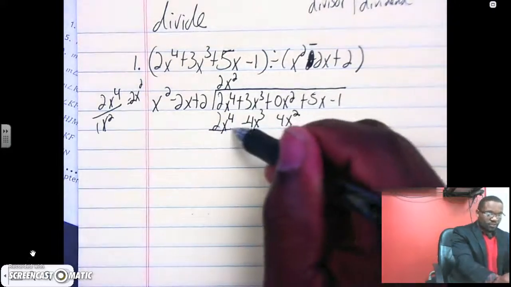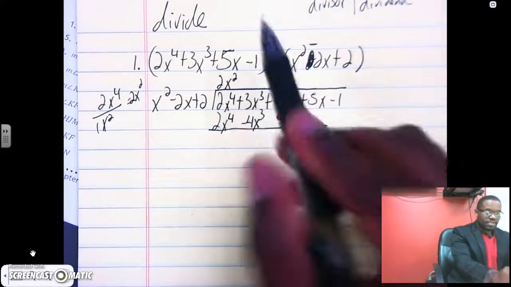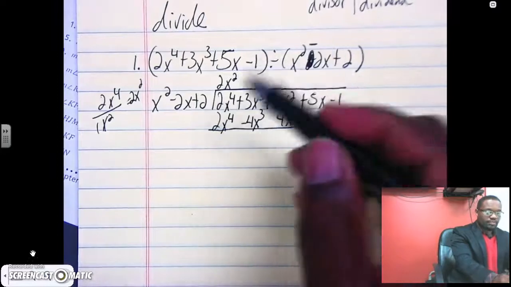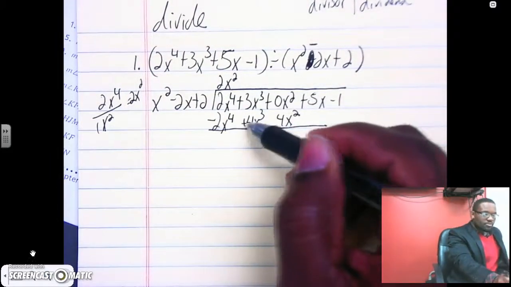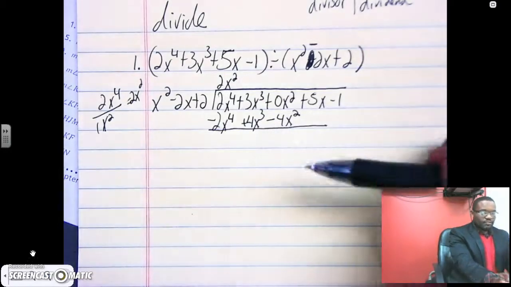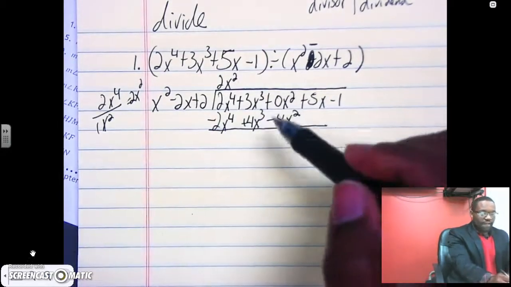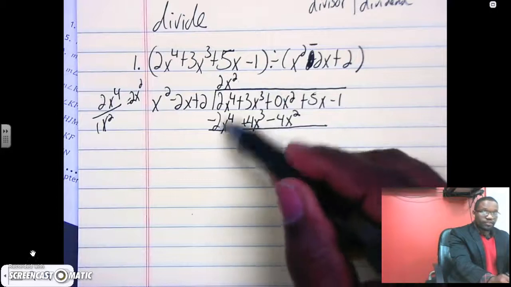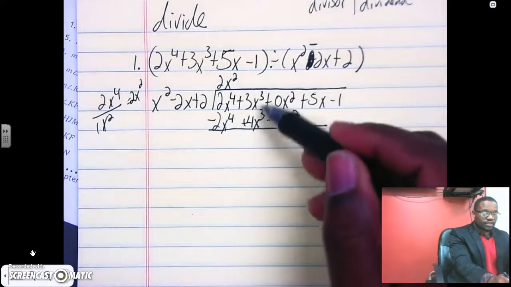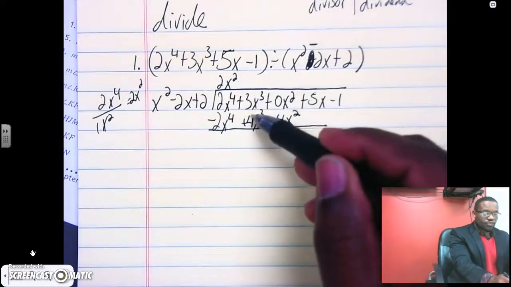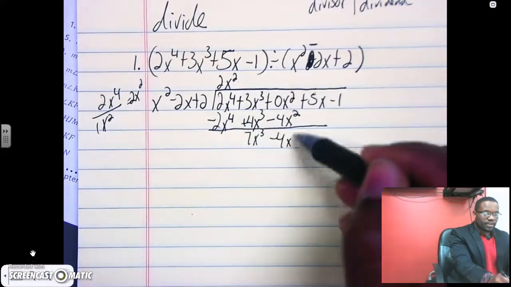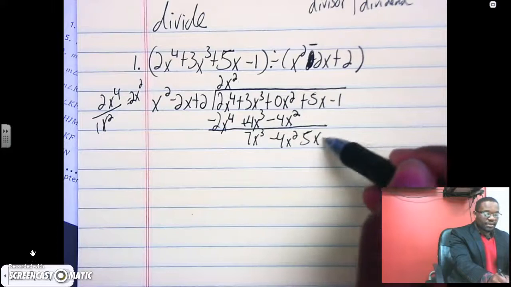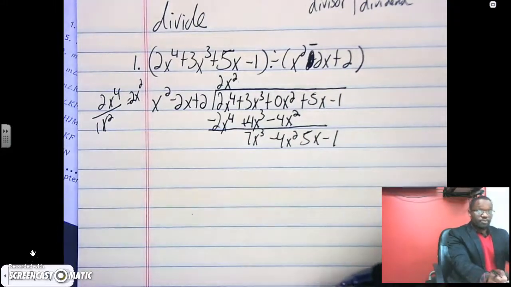Now, what you want to do, step number 4 says to subtract the whole row. When you subtract the whole row, what really happens is you end up just changing all the signs. So positive becomes negative, and negative becomes positive. All right? So once you do that, what happens is you subtract. Your first term should always cancel out. 3x cubed plus 4x cubed is 7x cubed. This is negative 4x squared. And you bring your 5x minus 1 down. And so you repeat the process.